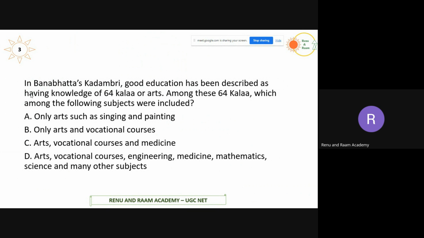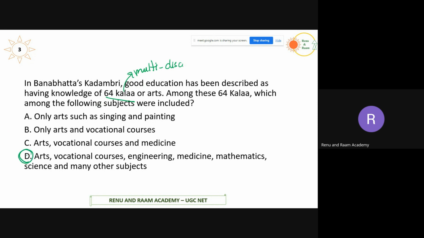Not only that, professional courses like medicine or engineering are also mentioned. And occasional courses, if you take occasional courses, one best example is carpentry or tailoring. So all these are mentioned in Banabhatta's Kadambari. So in fact, we can say it is a multidisciplinary system of education. This 64 kalas is compiling all the types of education activities. So we can say it is multidisciplinary in nature. So the answer here is option D.